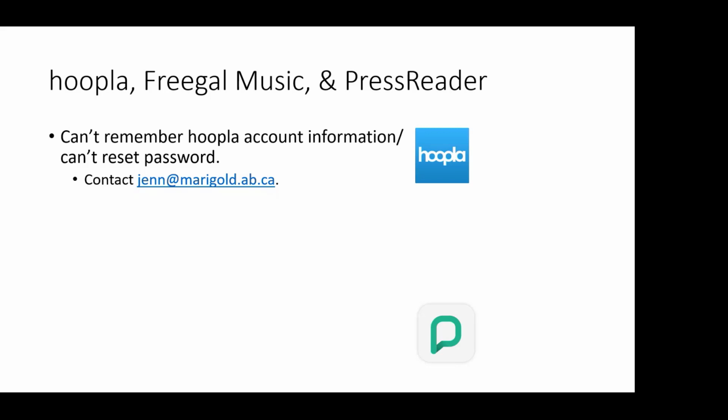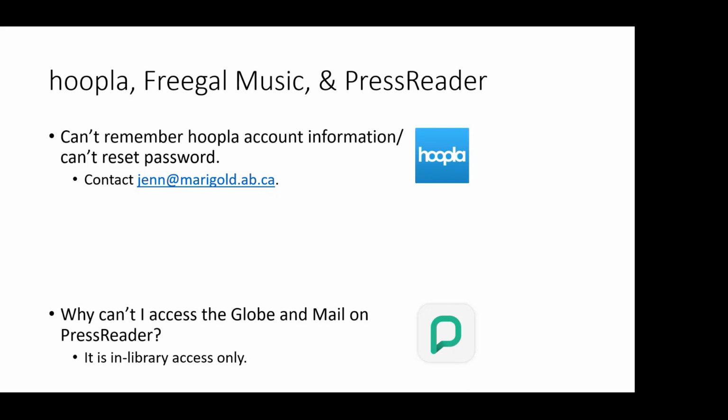Now, PressReader's most common question is, why can't I access the Globe and Mail? And typically the answer is, it's an in-library access-only newspaper and patrons are trying to access it at home. This is a very simple question to answer, and while you may not think of it as a troubleshooting question, it is, because you're helping to eliminate the confusion with using that e-resource, and that is a lot of what troubleshooting is.